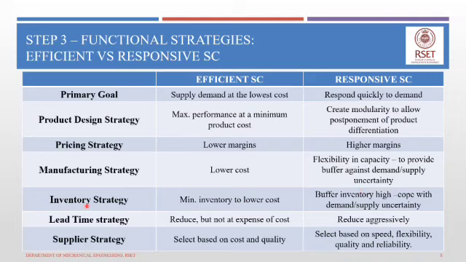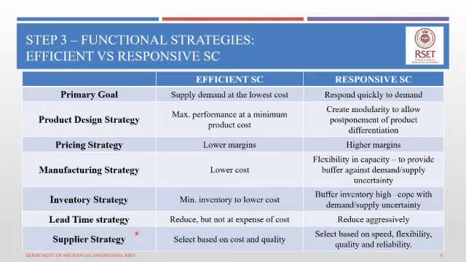The inventory strategy, similarly: efficient supply chains maintain minimum amounts of inventory to lower cost, whereas for supply chains to be responsive, they have to have high levels of inventory to buffer or to cope with uncertainty in demand and uncertainty in supply.